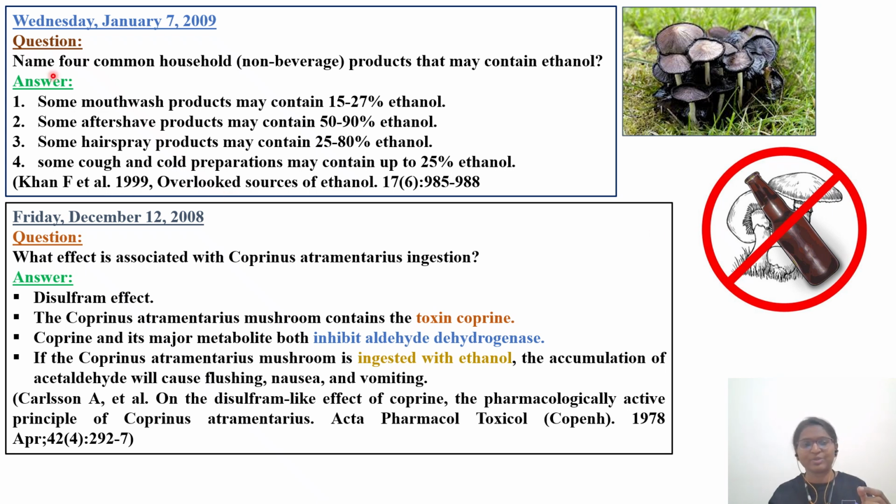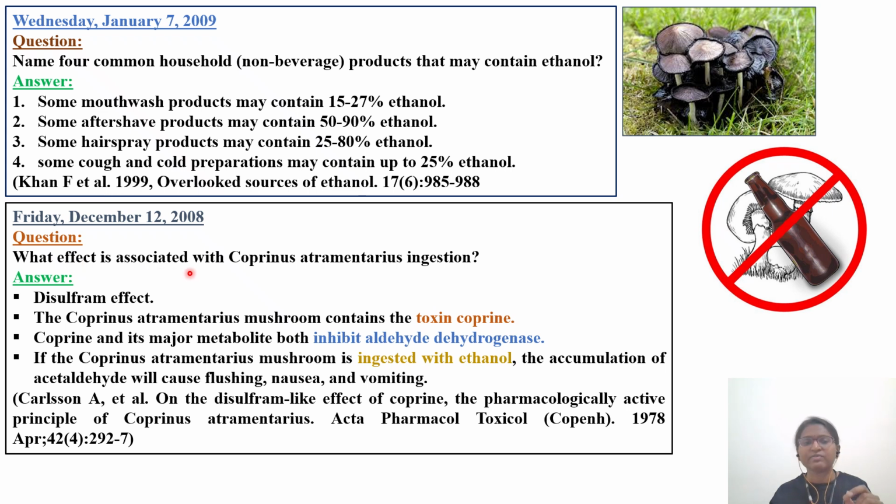Then next question is, name four common household non-beverage products that may contain ethanol. When we discussed ethanol in the Casarett textbook, because of its ubiquitous nature, it is found in a lot of household products and pharmaceutical products. Here you see, it is there in mouthwash, aftershave lotion, hairspray, and cough and cold preparations. They have given different concentrations of alcohol in each type of product.